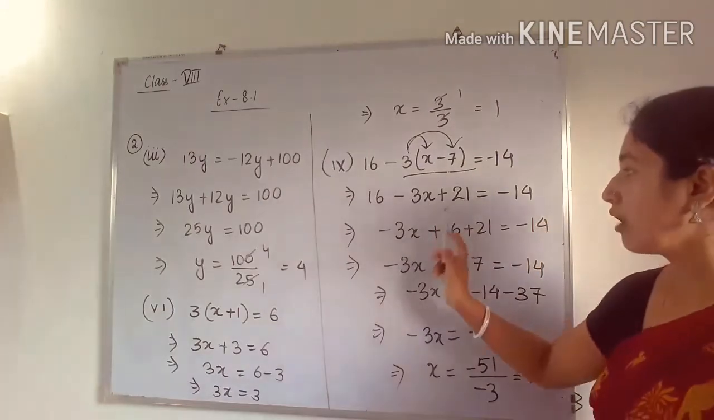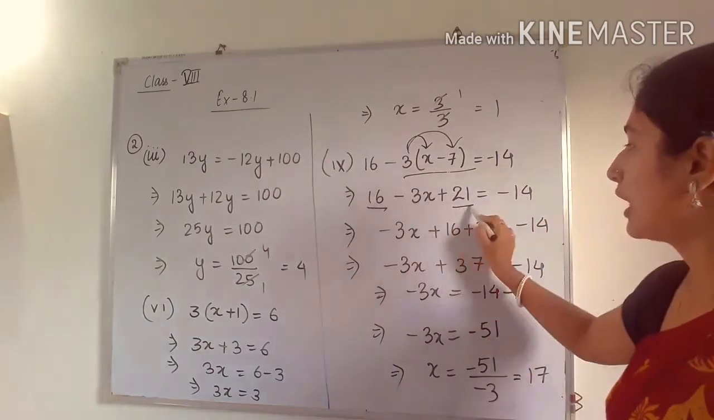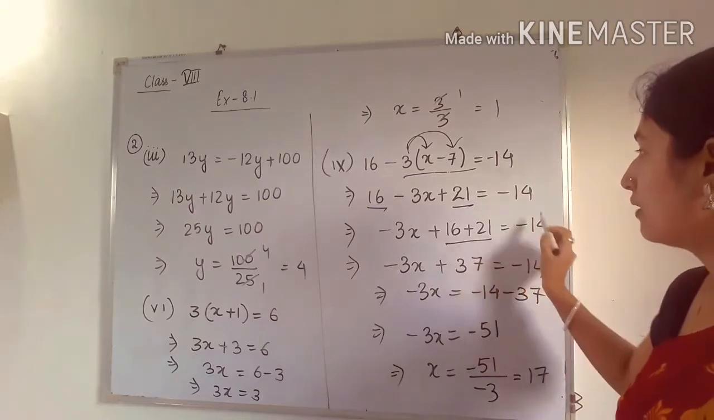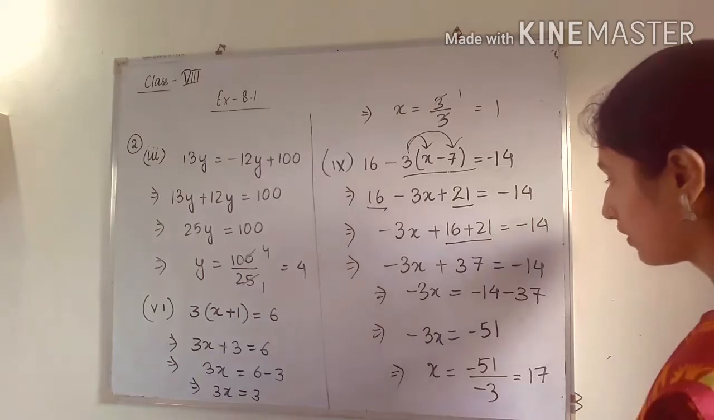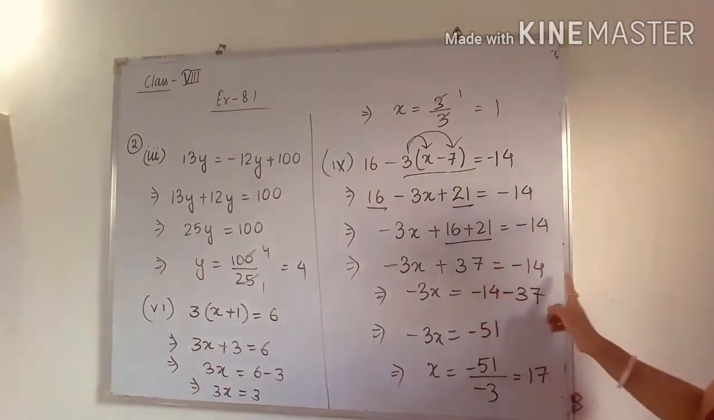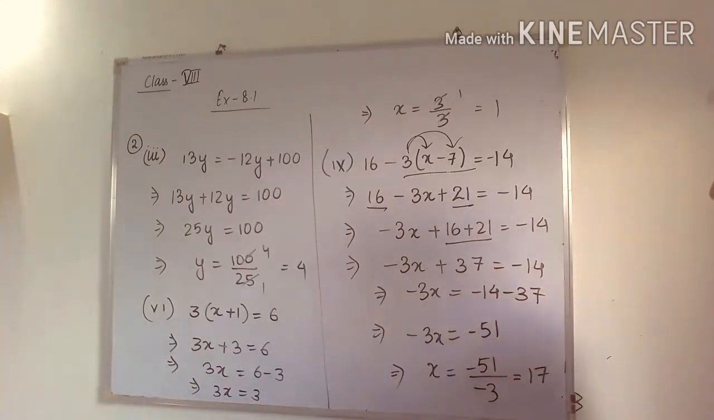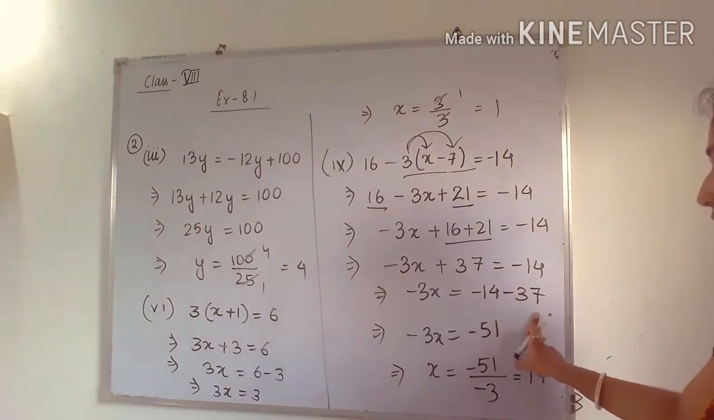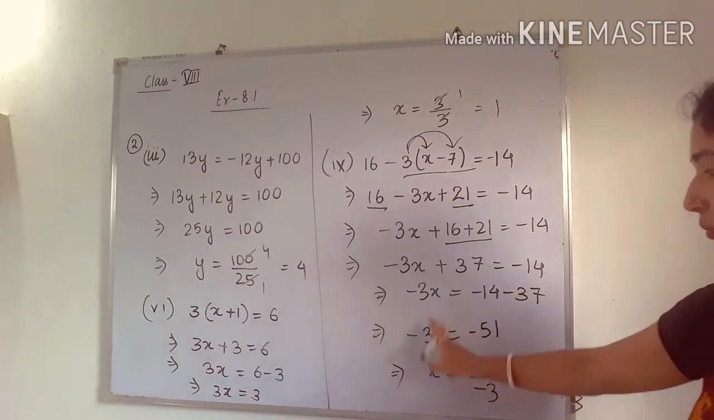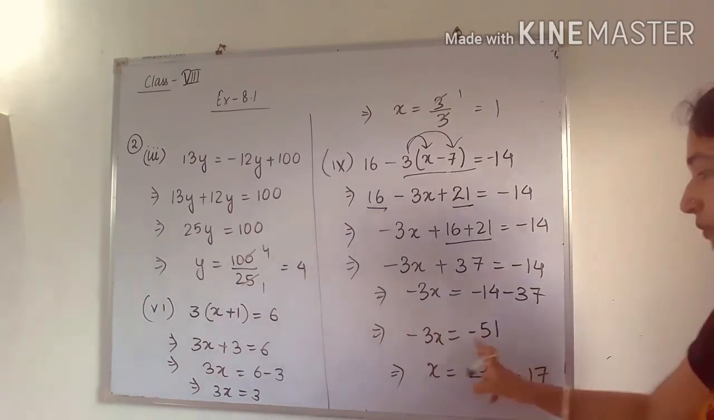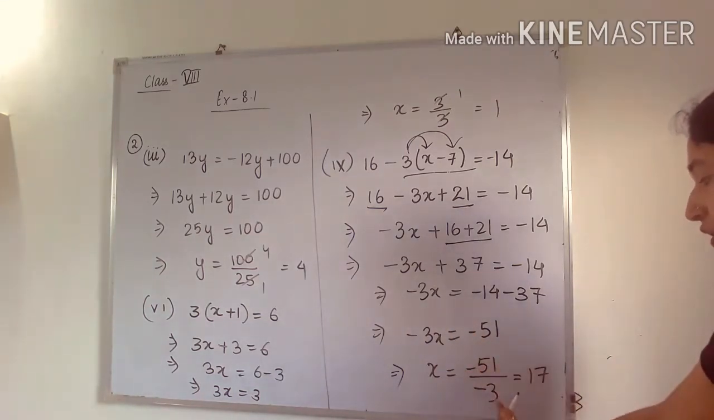So now we have to collect the constant terms, and minus 3x will be like that only. So 16 plus 21 is 37. When we transpose 37 to that side, it will get subtracted. So both are negative. Okay, that means we have to add. So after adding, we will get minus 51. So minus 3x is equal to minus 51. That means x will be what? Minus 51 by minus 3.